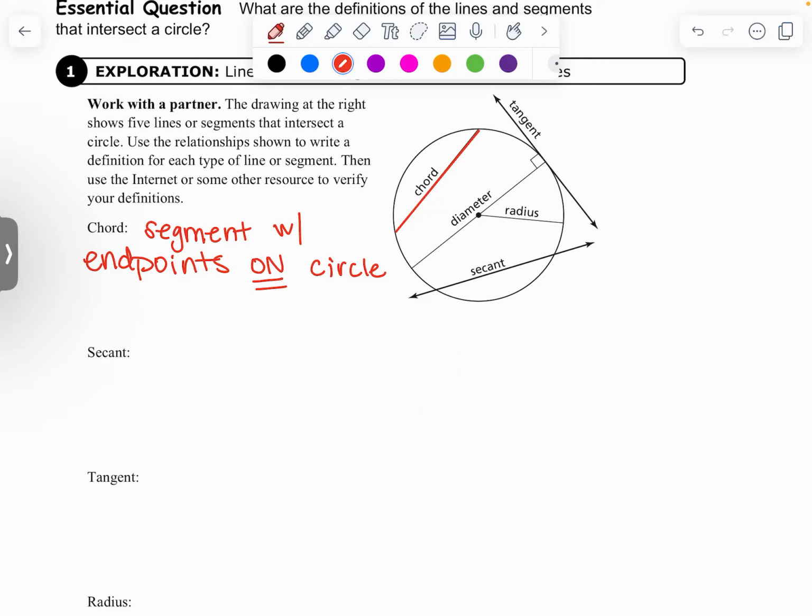Okay, so now look at the secant. Find the secant. It doesn't have endpoints. Okay, it's not a segment. What is it? It is a line that intersects the circle 2 times. So our secant is a line that goes through the circle 2 times.